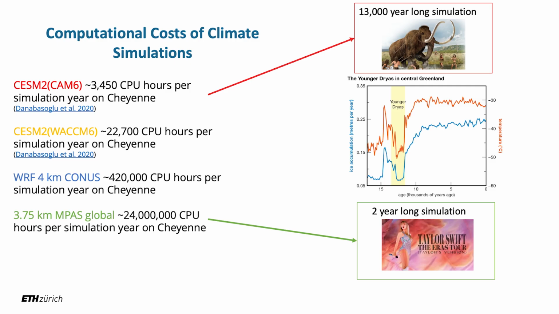If you use the same computational resources for MPAS, it would bring you back 2 years. This is the end of the Eras Tour by Taylor Swift. So just to illustrate, these are very different questions that you can ask from these models, depending on if you can look at 13,000 years or 2 years. That's also the reason why these kilometer scale models were so far quite limited in their reach.